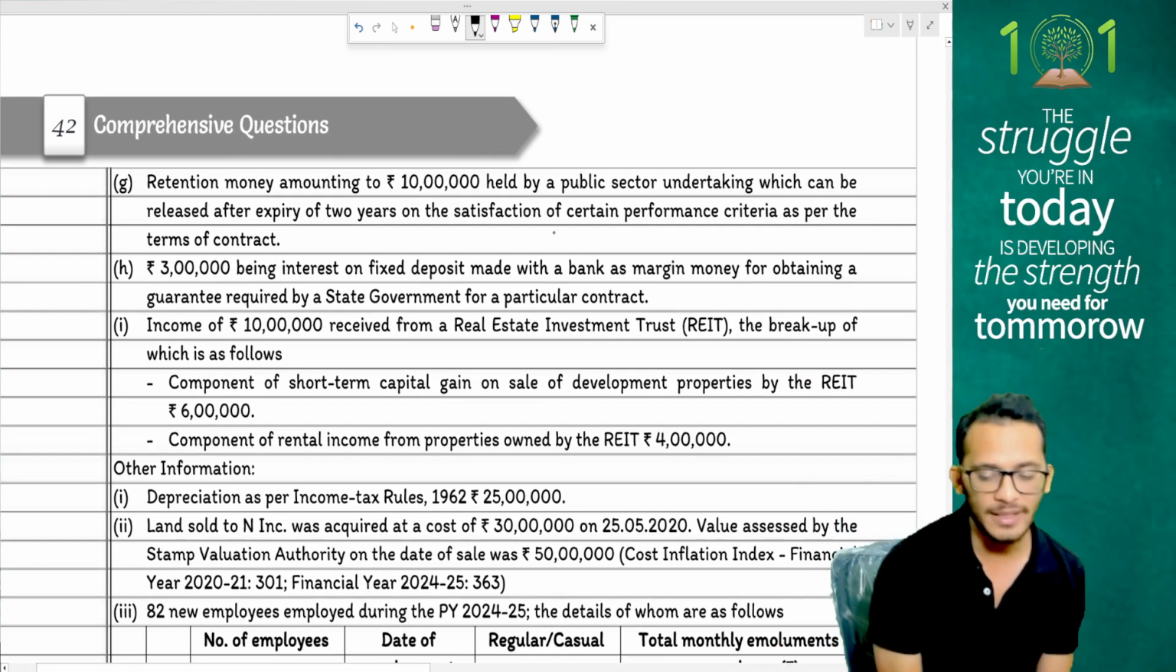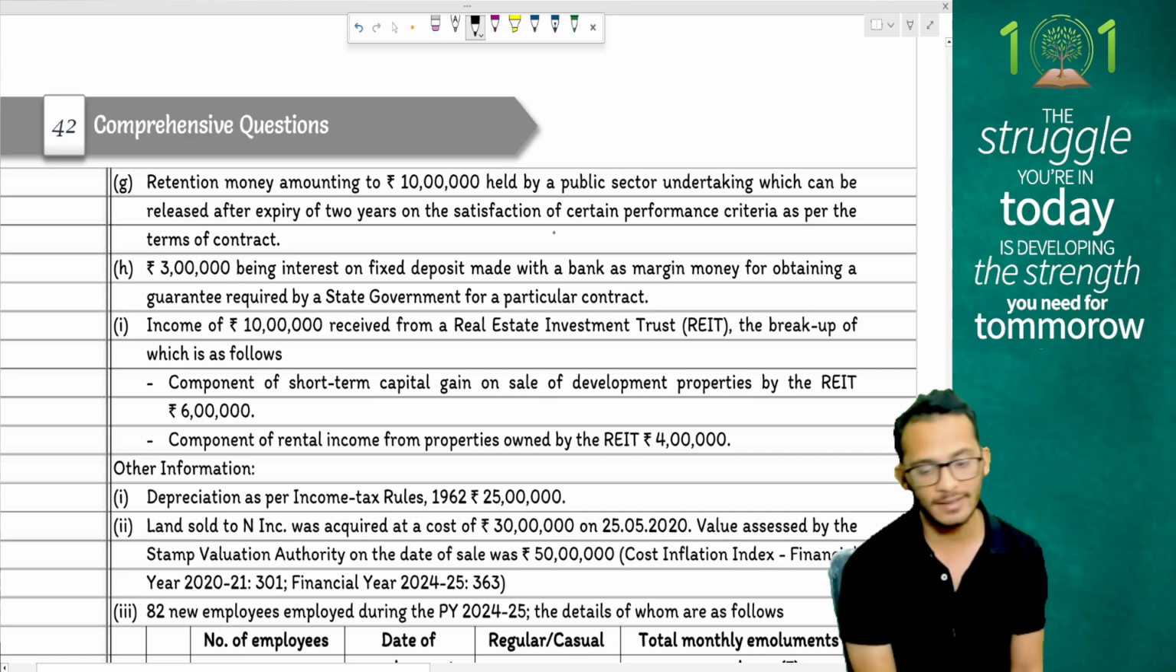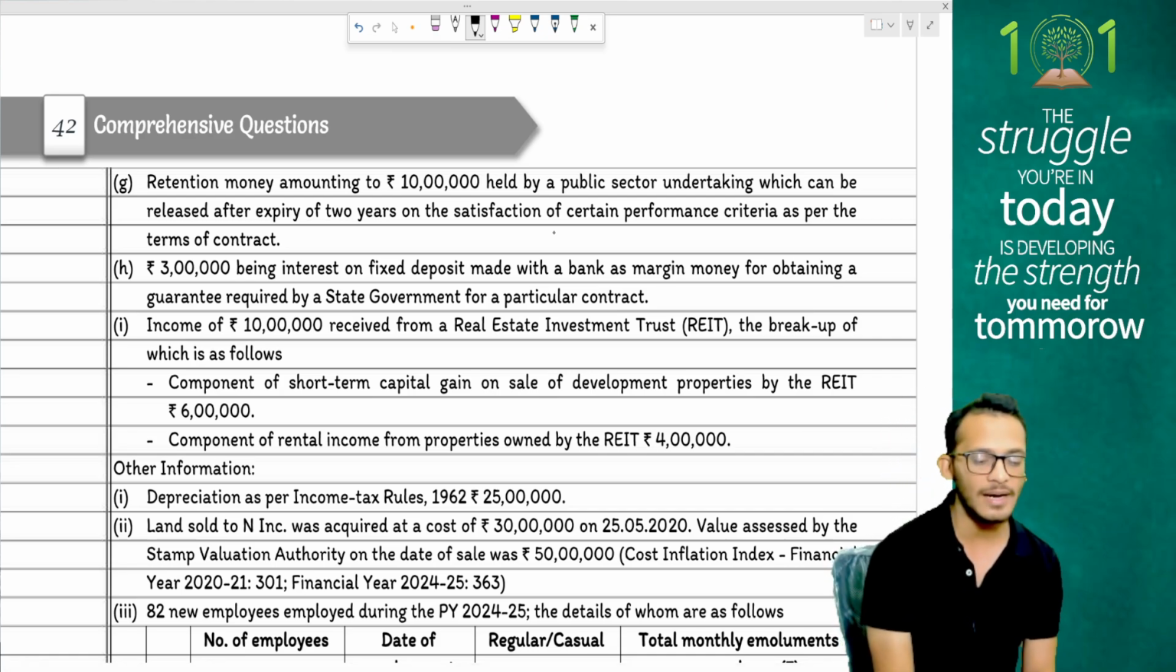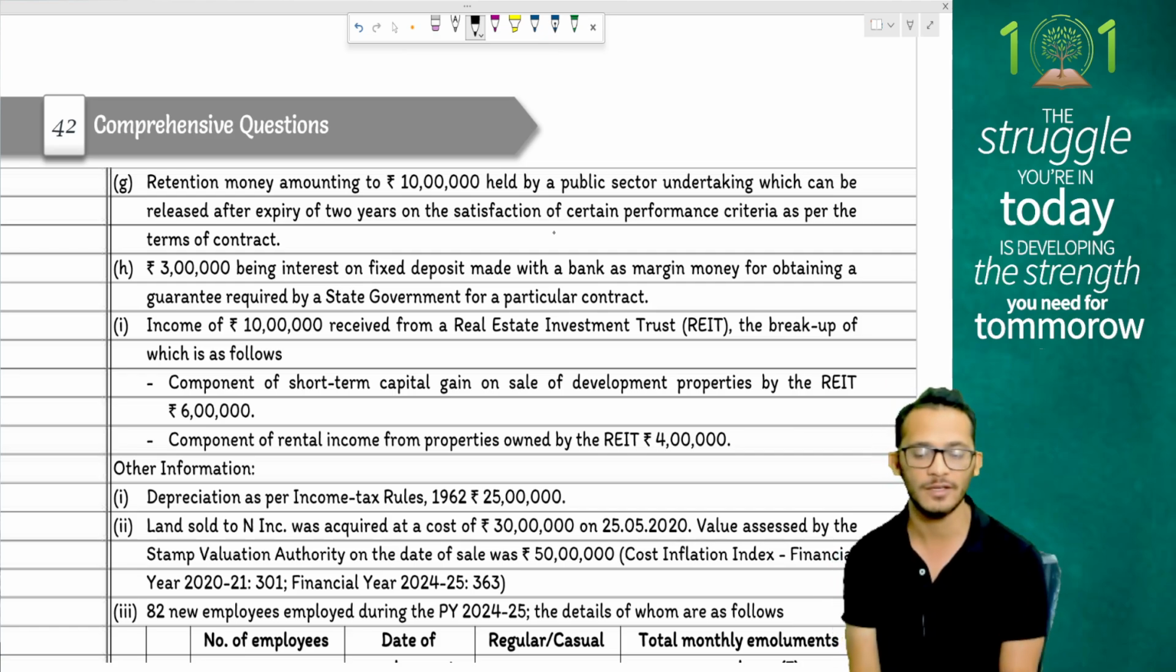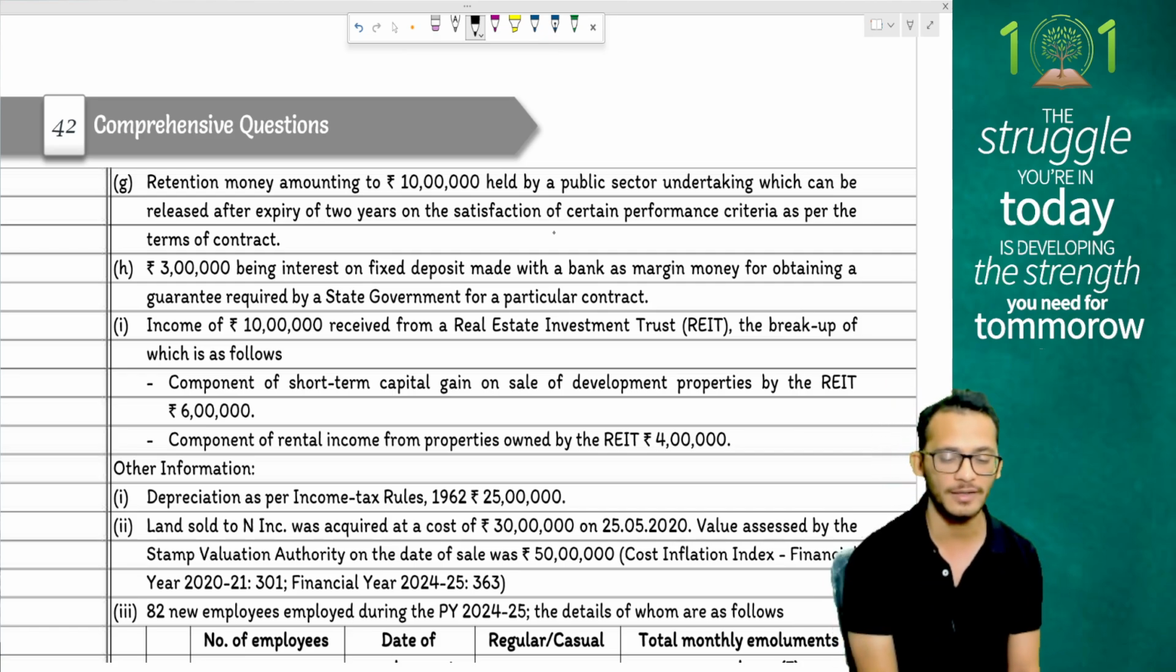Next, retention money amounting to 10 lakh rupees is held by a public sector undertaking which can be released after expiry of 2 years on the satisfaction of certain performance criteria as per the terms of contracts.